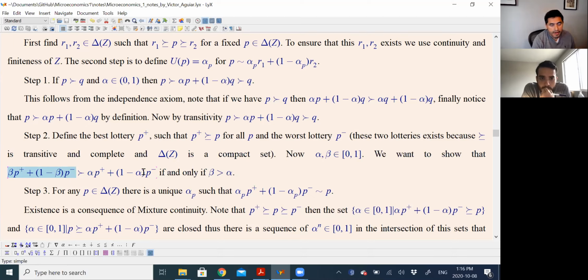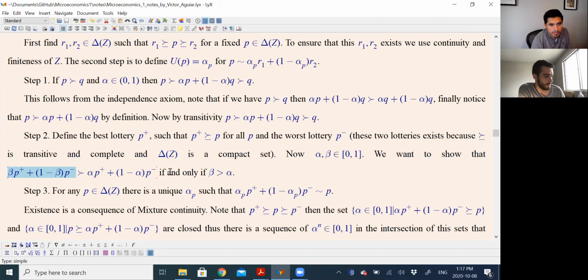So beta is giving higher weight to the best lottery, right? And alpha is giving relatively higher weight to the worst lottery, okay? So this is the representation part, okay? This is obvious from this construction, right? I'm just taking a combination of something that is better and comparing it to something that has a little bit more weight on the worst outcome.